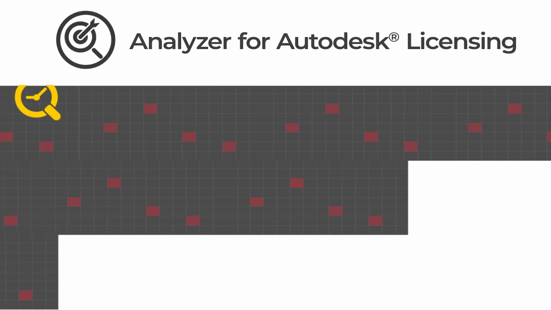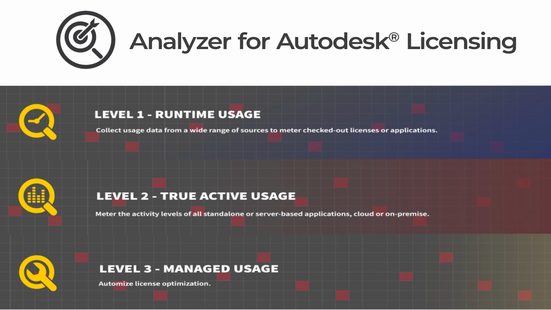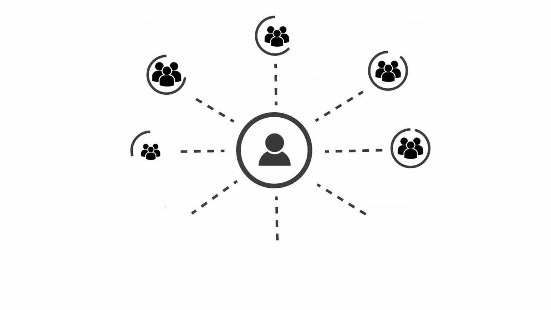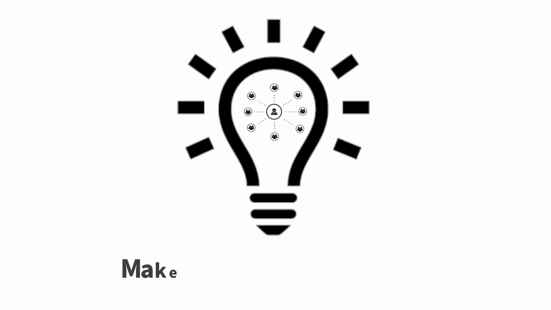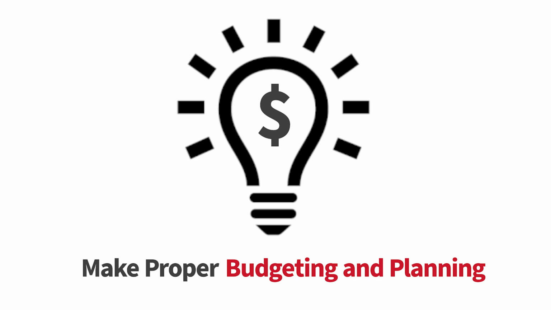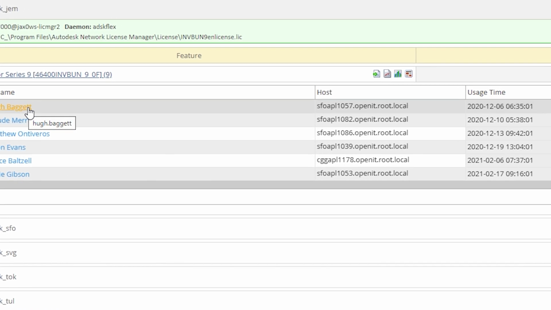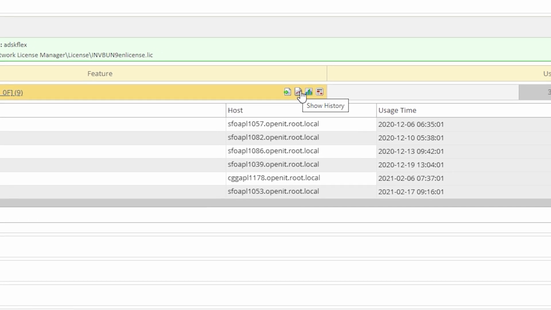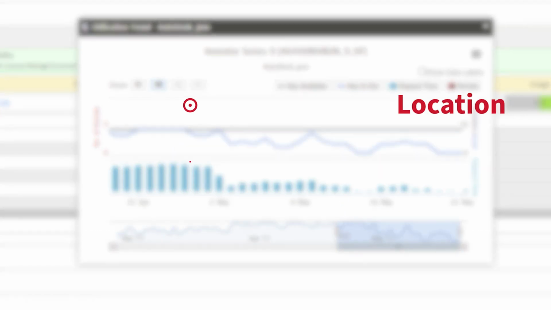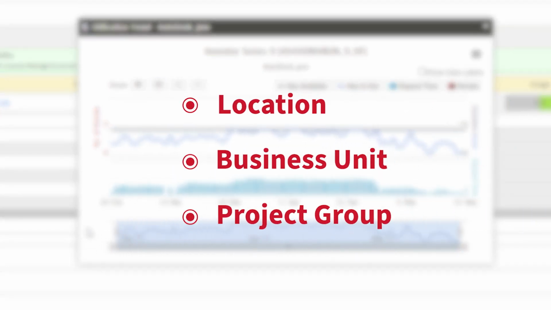With our three-level approach, organizations like yours can gain better insights into your true license usage, which would allow IT managers and stakeholders to make more informed decisions in the effective management and proper budgeting and planning for these costly resources. Analyzer for Autodesk licensing can accurately and efficiently show you when and by whom these licenses are used over time, by location, business unit, or project group for all types of Autodesk licenses.